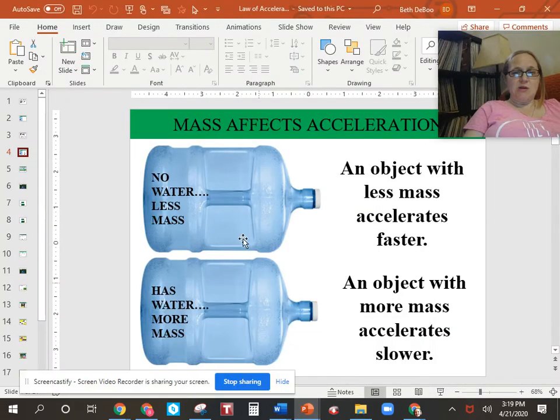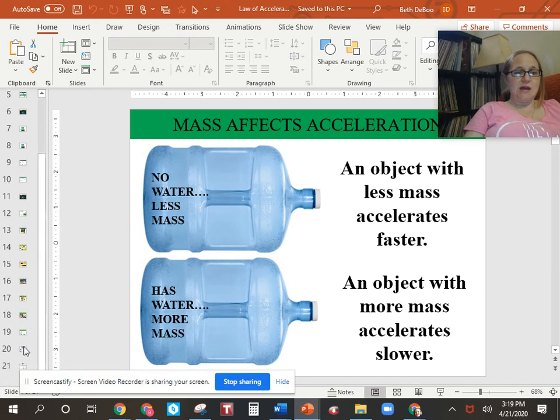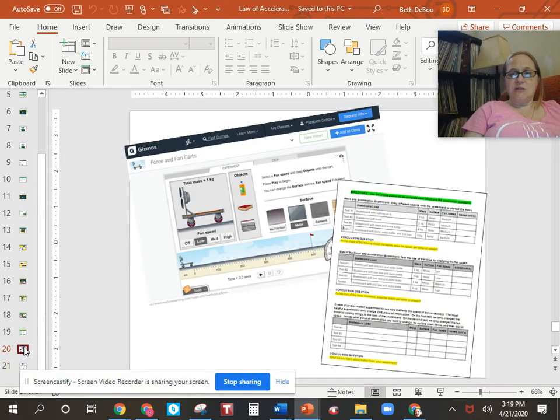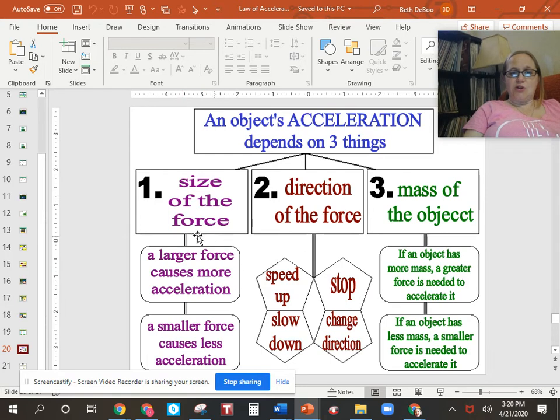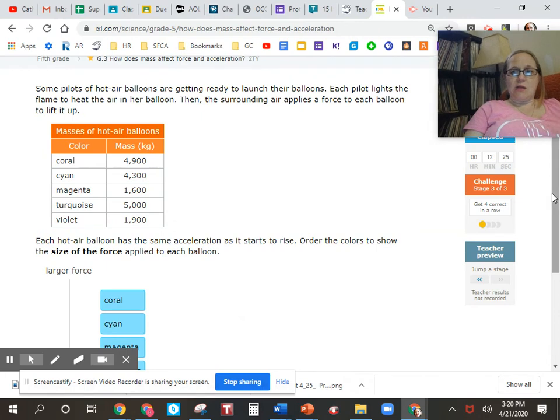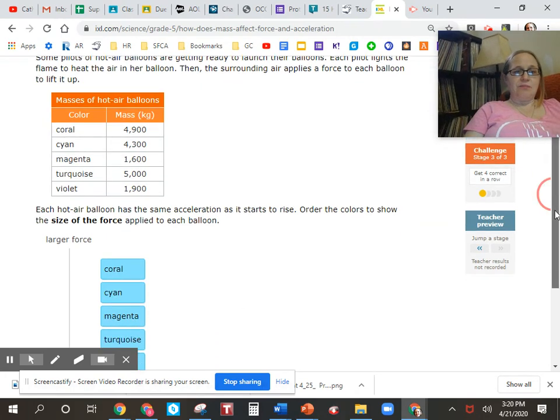So I can always go back to my notes, and let's see that last slide talking about the size of the force. Okay, so larger force causes more acceleration, smaller force causes less acceleration. If an object has more mass, it needs more force. If an object has less mass, it needs less force. So I can always go back there to look at my notes to help me.